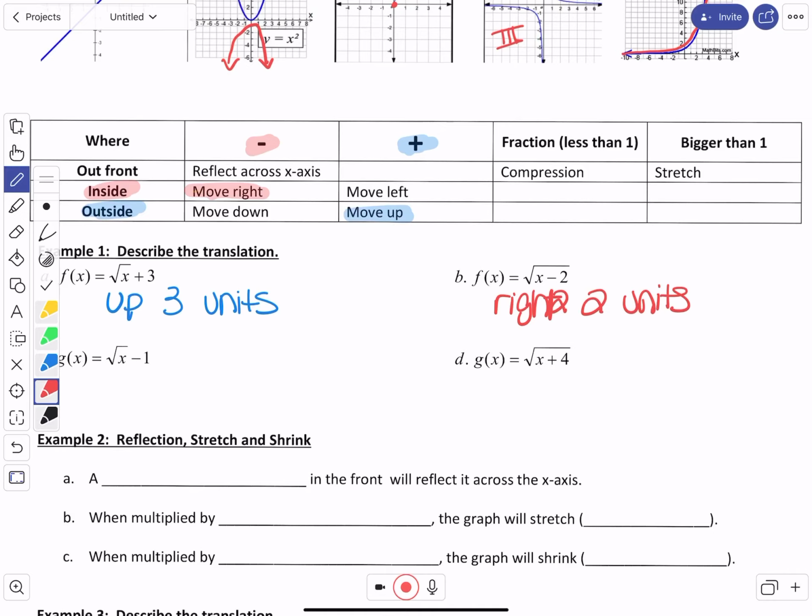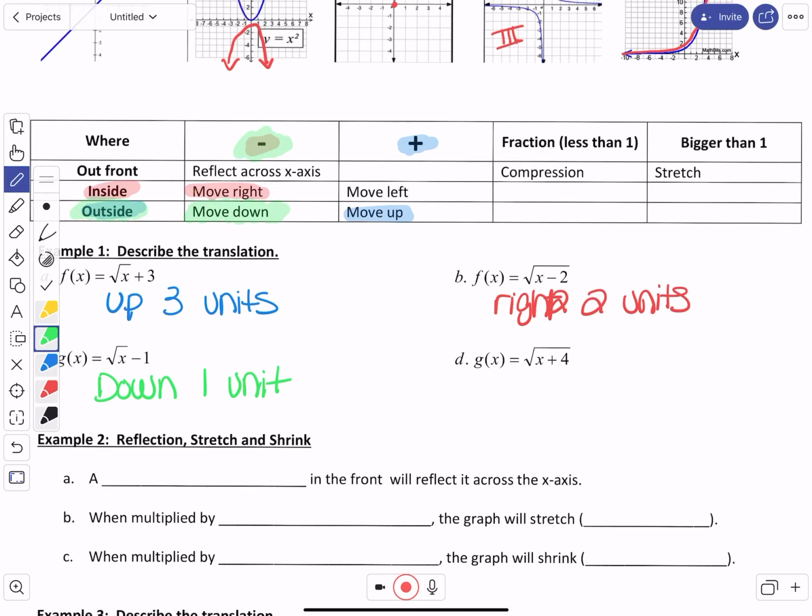Okay. Now, let's do green for C. So now we have a -1. So that -1 is on the outside. So we have outside, and it's a negative. Okay. So you look where those overlap. So that means it's going to go down. So down 1 unit. That means that graph would shift down 1 unit.